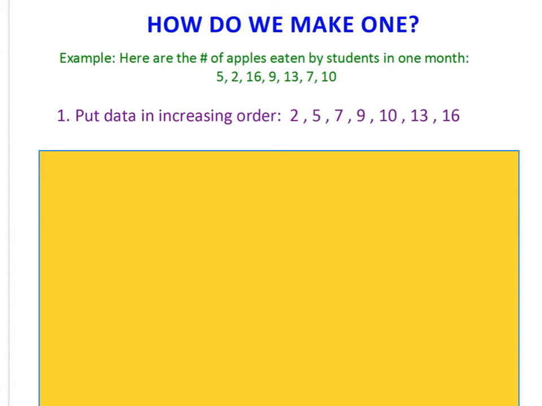So how do we make a box plot? For the examples we use today, you want to make sure that you get these numbers in your notes. It says here are the number of apples eaten by students in 1 month. So we're given a list of 7 numbers. The first step is to put data in increasing order. So I took these 7 numbers and I rewrote them in increasing order.